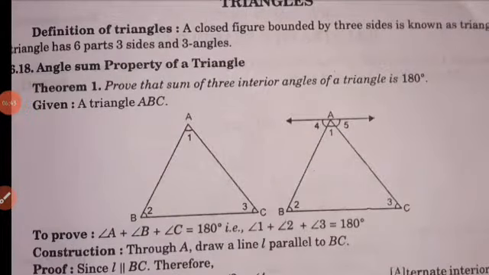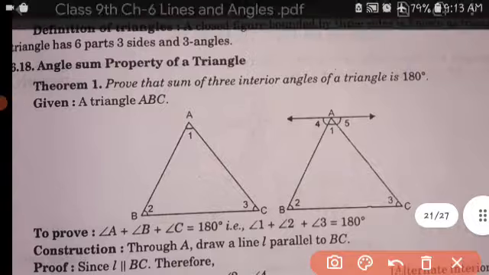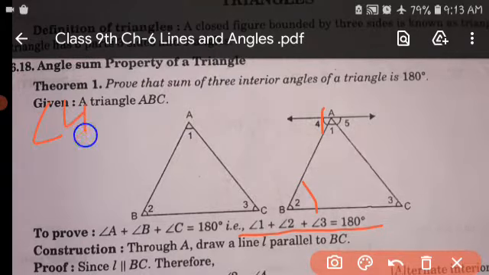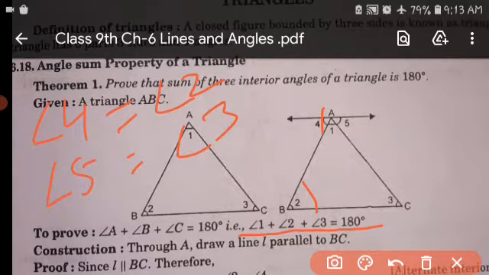Prove that the sum of 3 angles in a triangle is 180 degrees. To prove: angle A plus angle B plus angle C is equal to 180 degrees, that is, angle 1 plus angle 2 plus angle 3 is 180 degrees. Look here, angle 4 is equal to angle 2, alternate angles. Angle 5 is equal to angle 3, alternate angles.